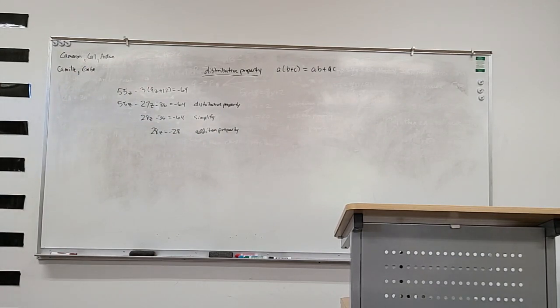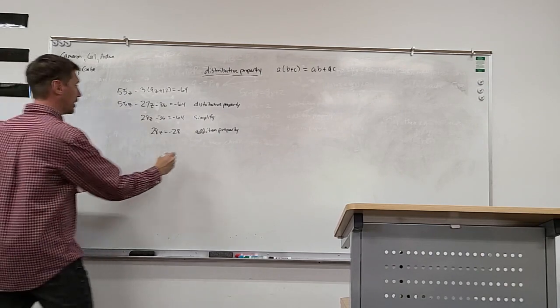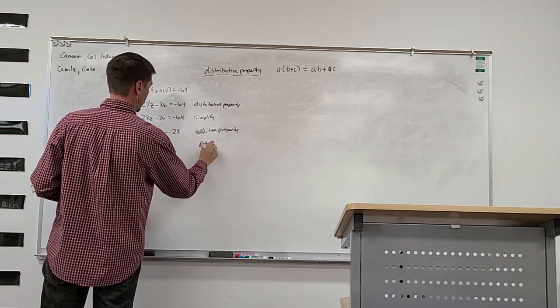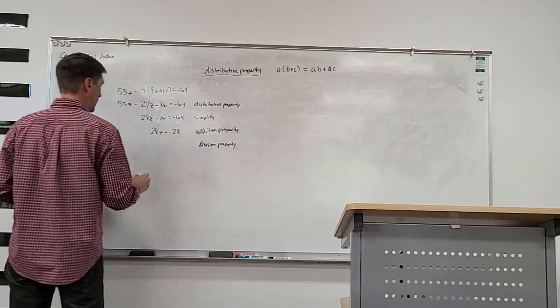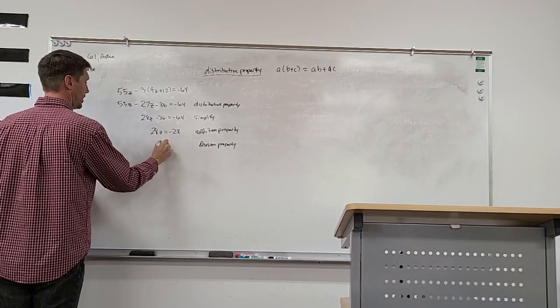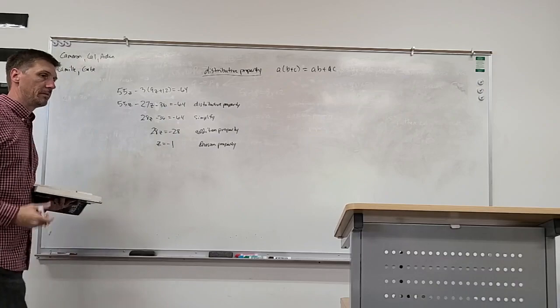All right, so now, someone else, what do we have to do to get Z? Division property. Division property, I like it. And that is Z equals negative 1.